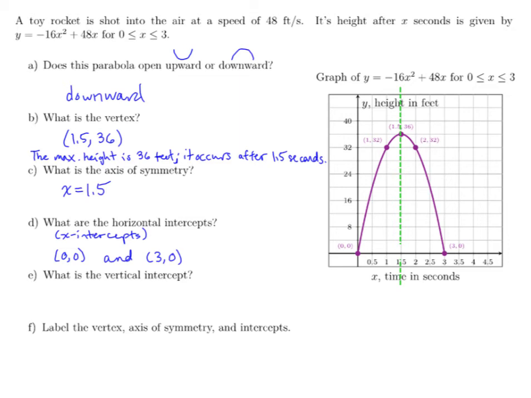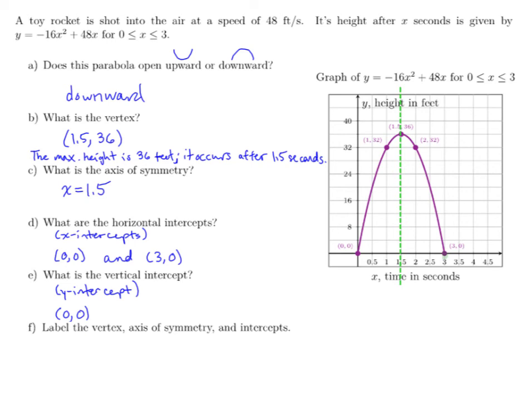The vertical intercept actually overlaps here with one of the horizontal intercepts because this graph happens to pass through the origin. So our vertical intercept here, which for this particular variable is the y-intercept, is going to be the point (0, 0). That occurs wherever we hit the y-axis. And so here we have the point (0, 0).